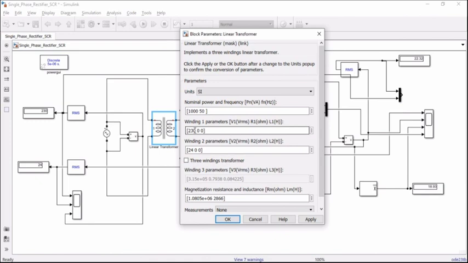Since this is not applicable here, we are unticking it. So the first winding parameter can be set according to our input voltage. Since we are giving 230 volts input, we can give the voltage parameter as 230, and resistance and inductance of the winding parameter can be set as 0. And for the winding 2 parameter, in our case, we will give the 24 volts input to our rectifier circuit. So the voltage parameter can be set as 24, and resistance and inductance of the winding 2 parameter can be set as 0. So after setting it, we can give apply. So these other parameters can be left as default values.